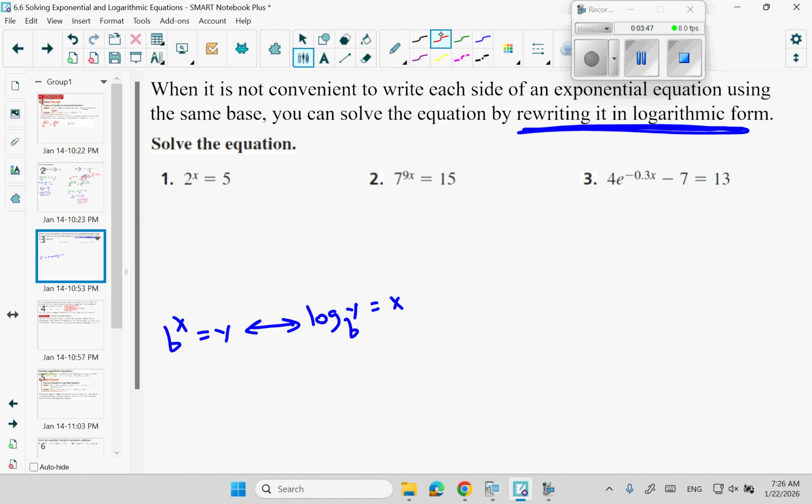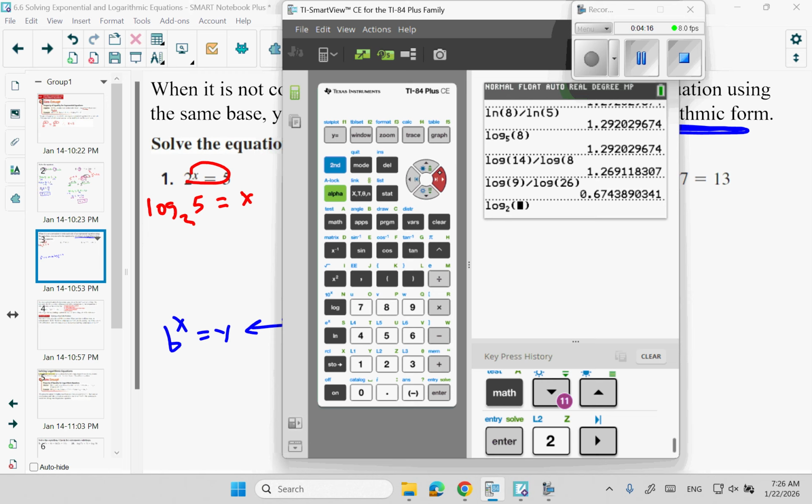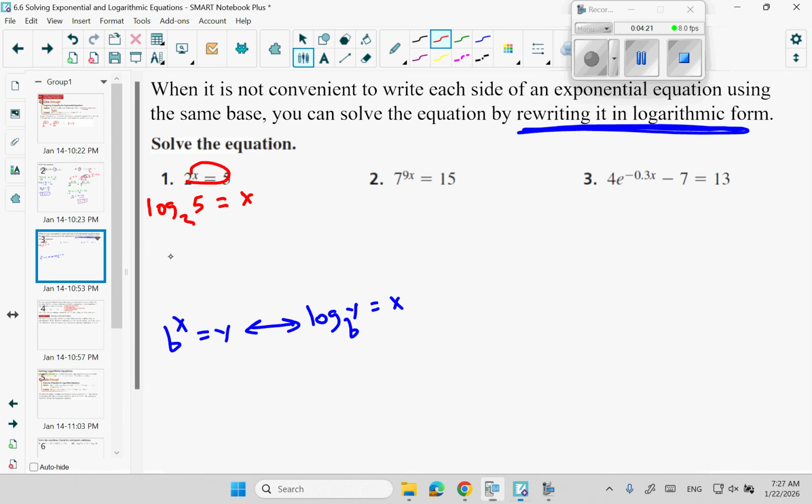If you remember, when we converted to logarithmic or vice versa earlier in the chapter, we did the spiral. So I'm going to spiral this. So I get log base 2 of 5 equals x. The nice thing is, log base 2 of 5, I could type that directly into my calculator. So math A, log base 2 of 5 gives me 2.322 equals x.